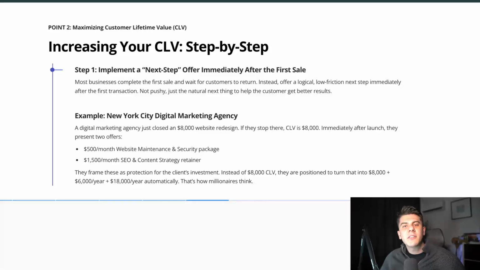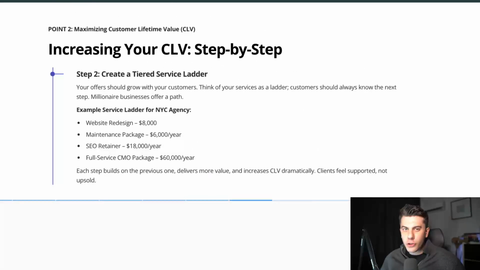Instead of an $8,000 LTV, now they're positioned to turn that $8,000 plus $6,000 a year plus $18,000 a year automatically, okay? This is how you scale. That's how millionaires think. You're just bolting on these additional services here, okay?